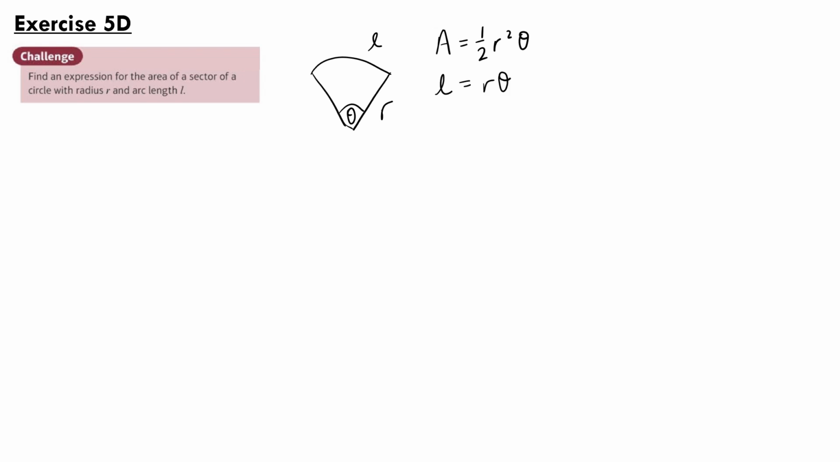So to find the area in terms of just r and l, then we can say, well, the area is a half r squared theta, so that's a half times r theta, and then we can just replace r theta here with l, which also equals r theta, so we get finally that the area is equal to a half r times l.